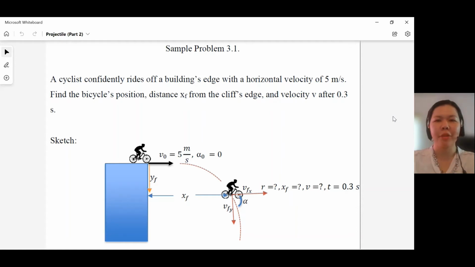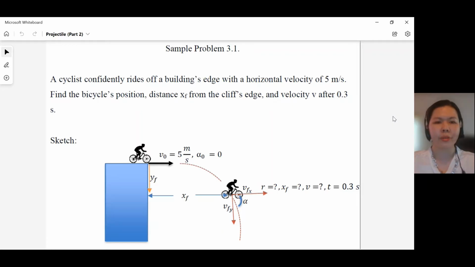Sample problem 3.1. A cyclist confidently rides off a building's edge with a horizontal velocity of 5 meters per second. Find the bicycle's position or distance x sub f from the cliff's edge and velocity v after 0.3 second.